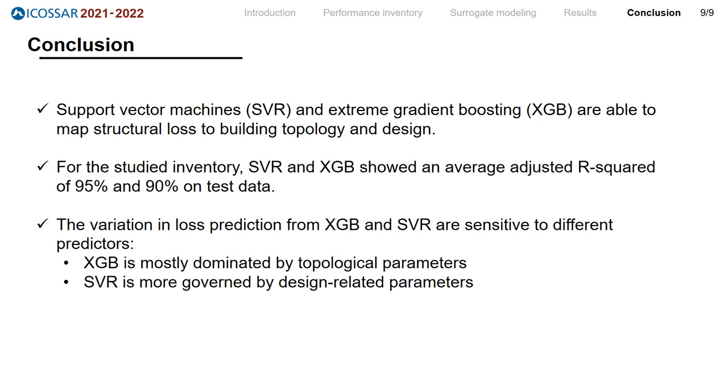So the three main takeaways of this presentation are that support vector machines and extreme gradient boosting are able to map structural loss to building topology and design. And for the studied inventory, support vector machines and extreme gradient boosting showed an average R square of 95 and 90% on the test data. And also the variation in loss prediction from extreme gradient boosting and support vector machines are sensitive to different predictors, where XGB is mostly dominated by topological parameters, whereas support vector machine is more governed by design-related parameters.